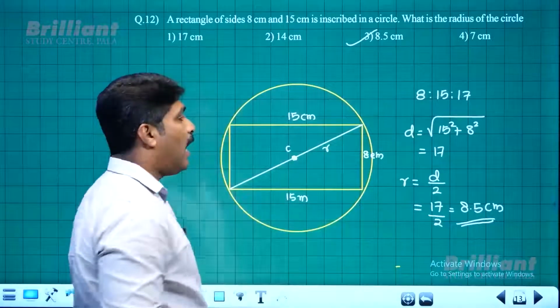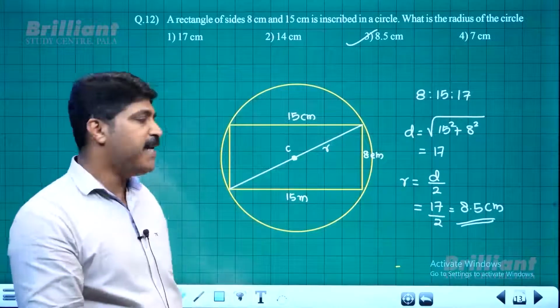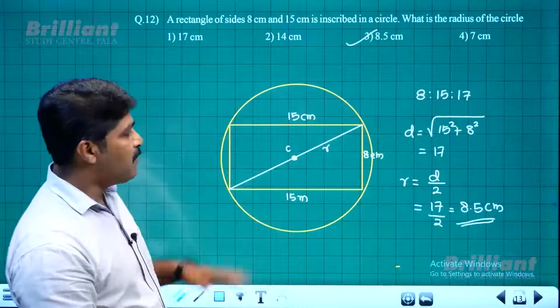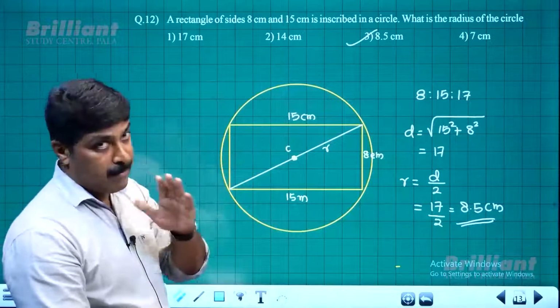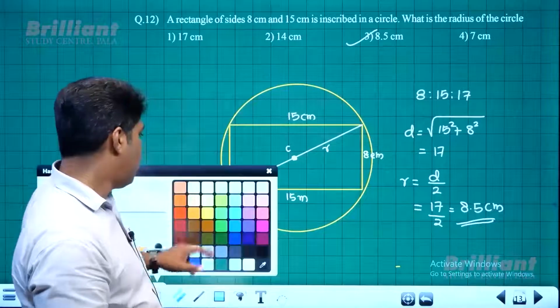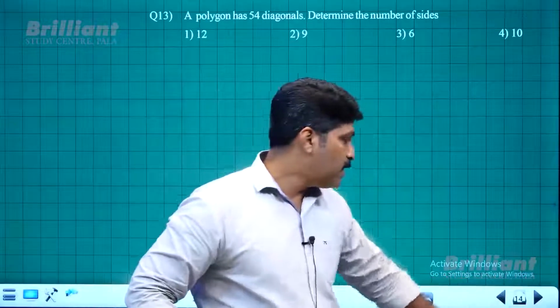So first of all, you have to make a geometrical understanding about the question. Then after that, you just apply that Pythagorean triplet for finding the answer. Okay, move to the next question.